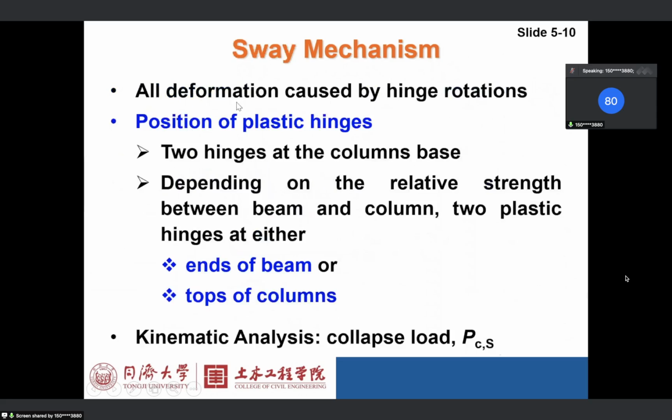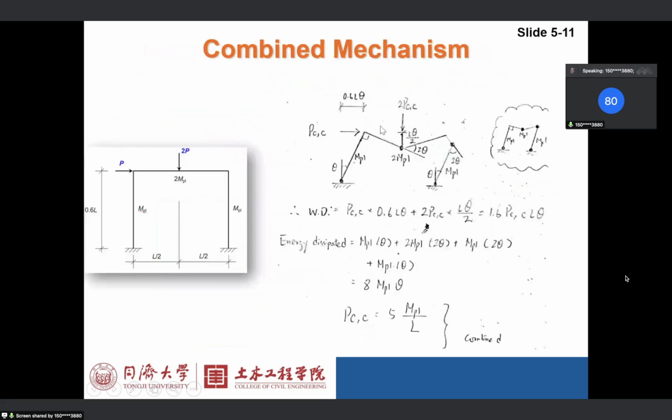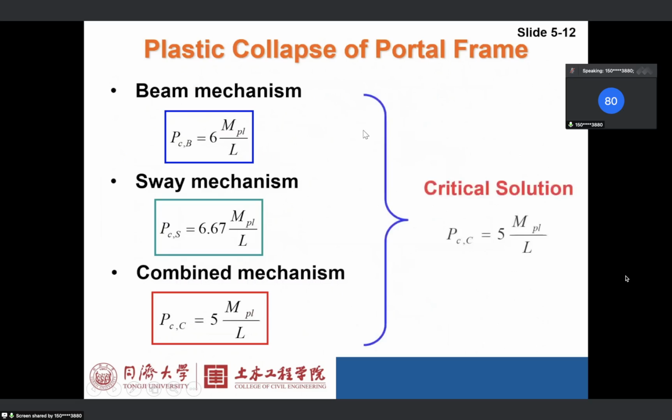Sway mechanism, all deformation caused by hinge rotations. And position of plastic hinges could be 2 hinges at the column base, and depending on the relative strength, other two hinges either at ends of the beam or top of the columns. And the collapse load is PCS. Finally, combined mechanism is the combination of the two. Okay, so this is the conclusion.